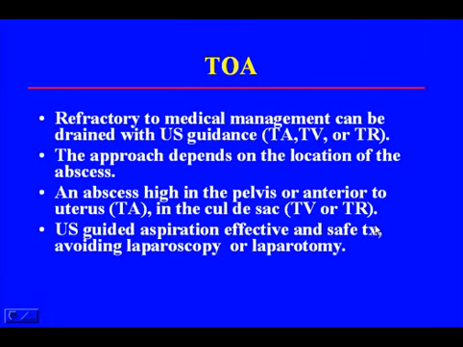Tubo-ovarian abscess. When tubo-ovarian abscesses are refractory to medical management, that means antibiotic treatment, they can be drained with ultrasound guidance, using a transabdominal, transvaginal, or transrectal approach. The approach really depends on the location of the abscess. For an abscess high in the pelvis or anterior to the uterus, you may want to do a transabdominal approach. For abscesses in the cul-de-sac, you may want to do a transvaginal or transrectal approach.